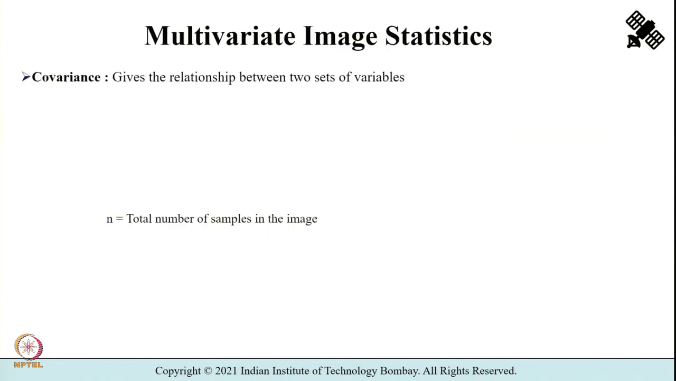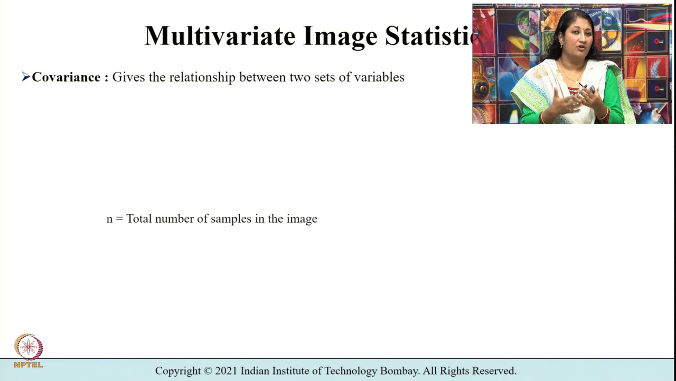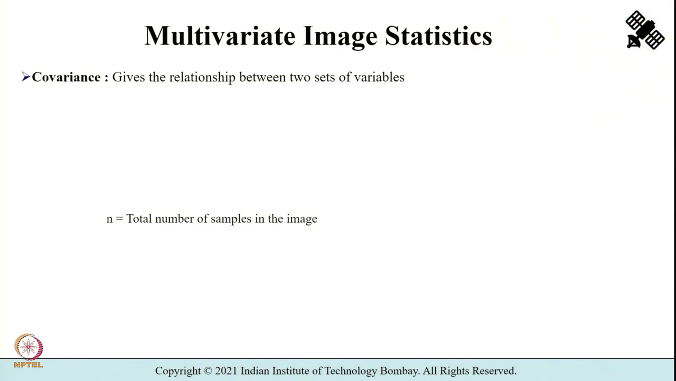Now, let us try to look at multivariate statistics, and let us think of n as the total number of samples in an image. First, we will try to understand what covariance is. Here I am going to consider two random variables x and y. Now, x and y can be anything, say the digital numbers of the same image captured in different regions of the electromagnetic spectrum. Say x can be DN values captured in band 1, y can be DN values captured in band 2, and so on. The covariance between two random variables is a measurement of the nature of association between the two.